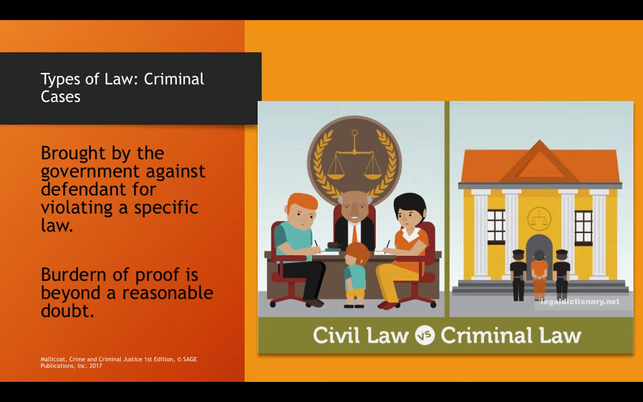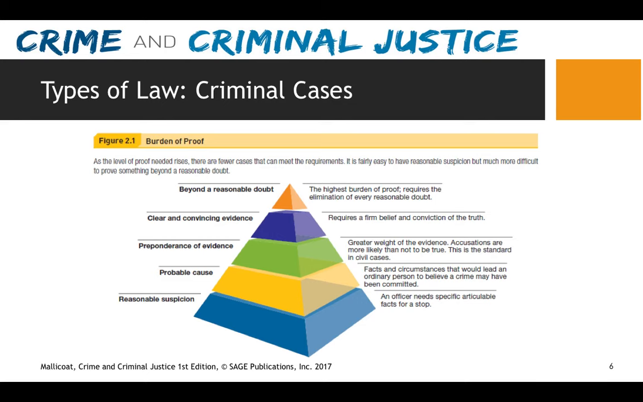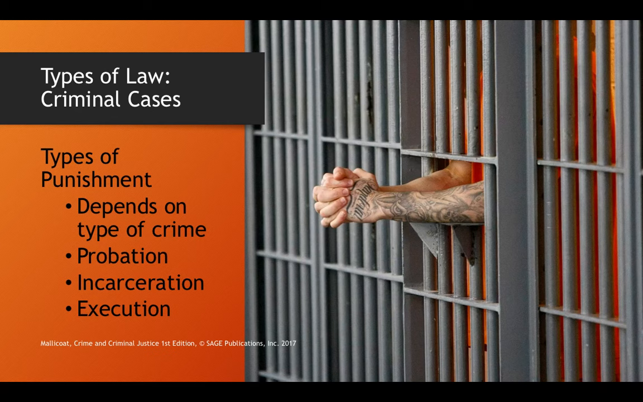Now, the burden of proof in a criminal case is beyond a reasonable doubt, which, as you will see here, is the highest burden of proof, and it requires elimination of every other reasonable doubt that this individual was the individual that committed the crime. All right. Again, this same pyramid is on page 25 of your text.